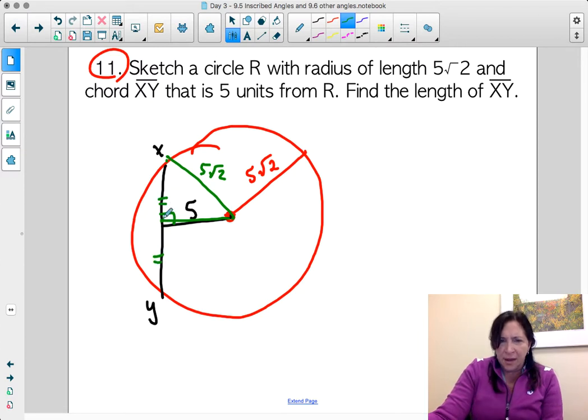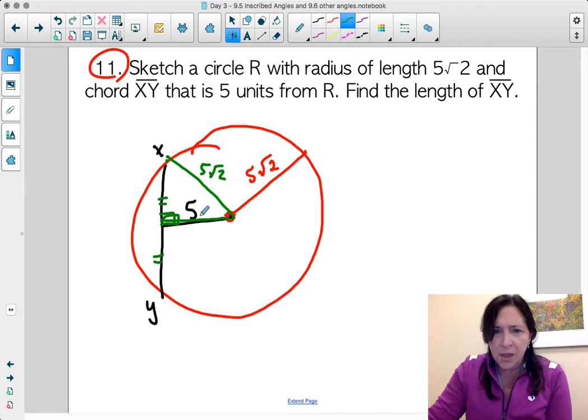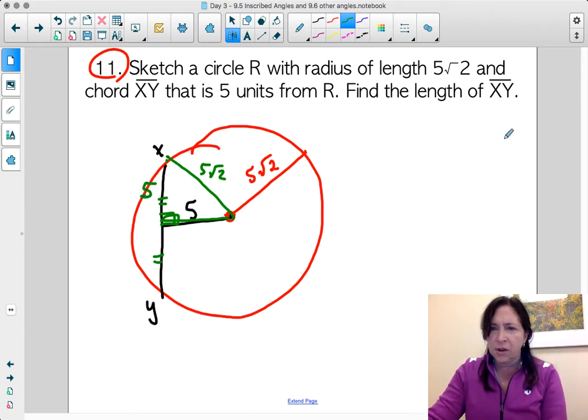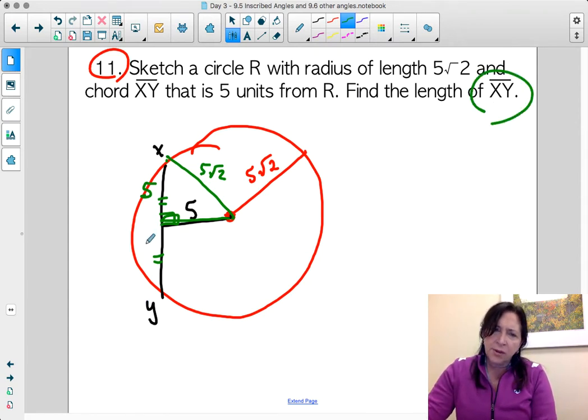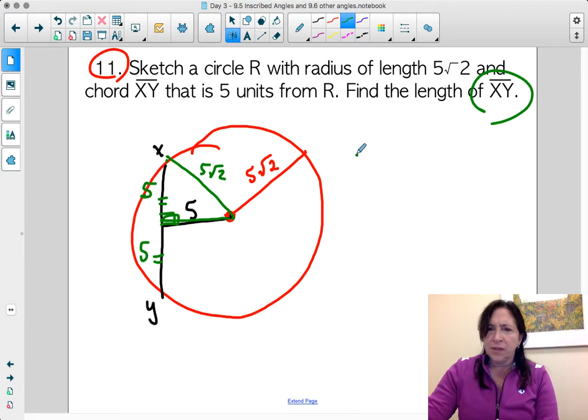That's equal to that. That makes this a right triangle. We have 5, 5, 5 root 2. That has to be 5. It's a 45, 45, 90. So what do they want to know? Find the length of XY. XY is going to be 10. So the measure of XY is equal to 10.